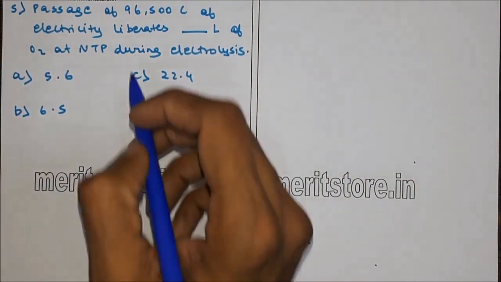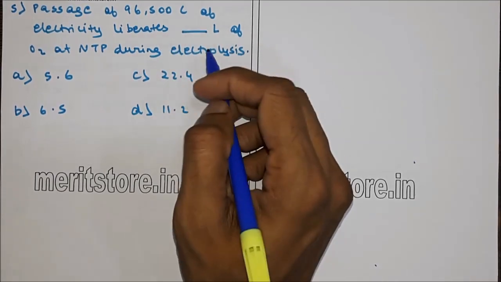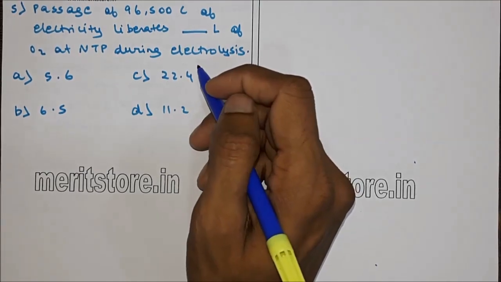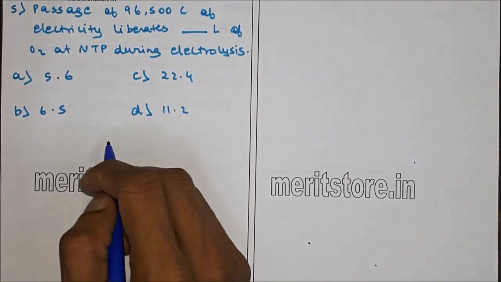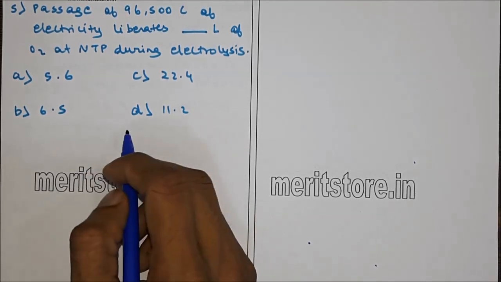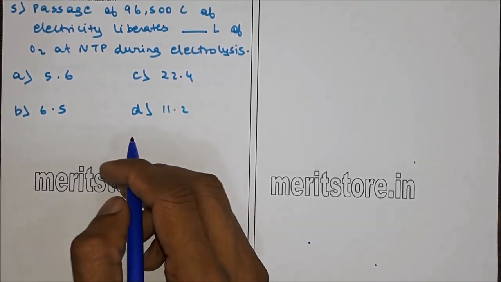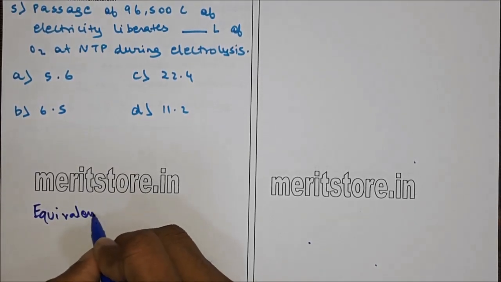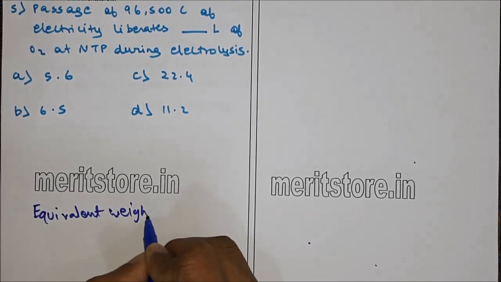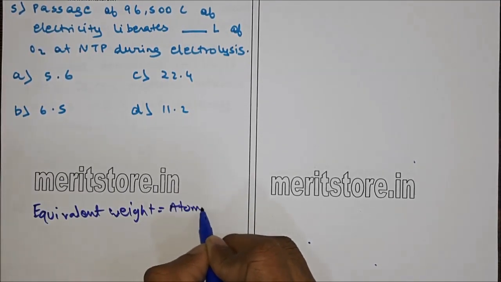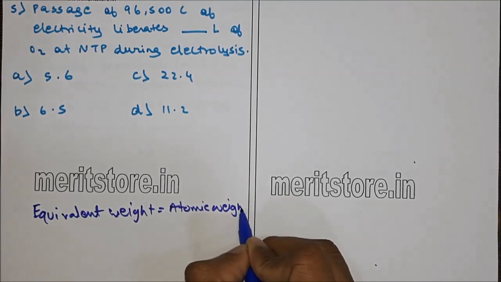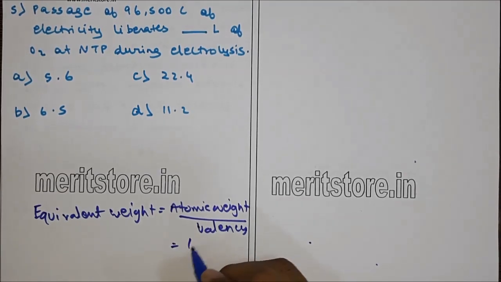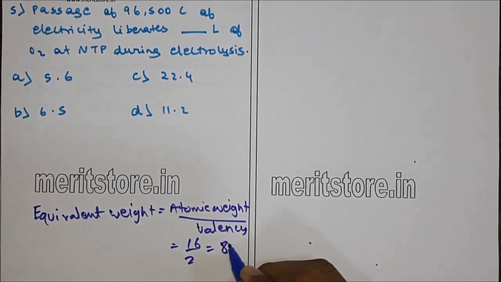Question 5. Passage of 96,500 coulomb of electricity liberates dash liter of O2 at NTP during electrolysis. So chemical equivalent of a substance is equivalent weight of a substance in grams. For oxygen, equivalent weight is equal to atomic weight upon valency, which is equal to 16 by 2, which we get as 8.